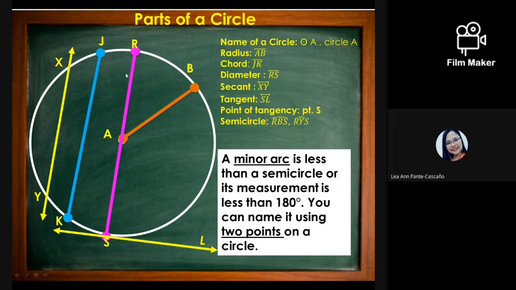So kung ito ang ating semicircle, dapat mas maliit sa semicircle. You can name it using 2 points on a circle. So, these are the examples. Pero marami pa rin po tayong pwedeng ma-identify dyan. Pwedeng arc RB, pwedeng arc BS, that is less than 180 pa rin naman. Pwedeng arc SK, pwedeng arc KY, pwedeng arc XJ, pwedeng arc JR, at marami pa pong pwede.